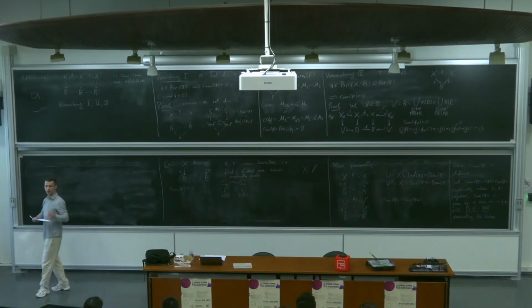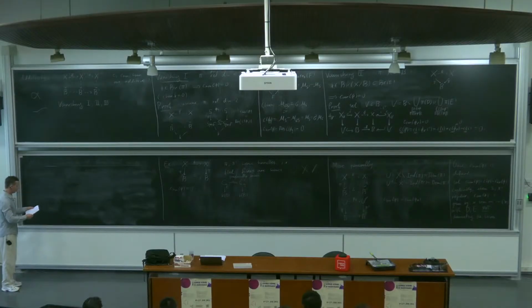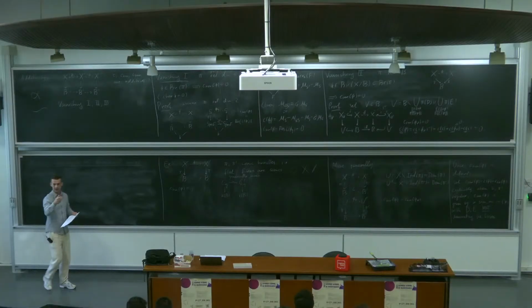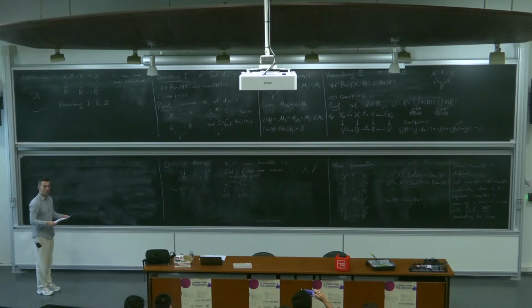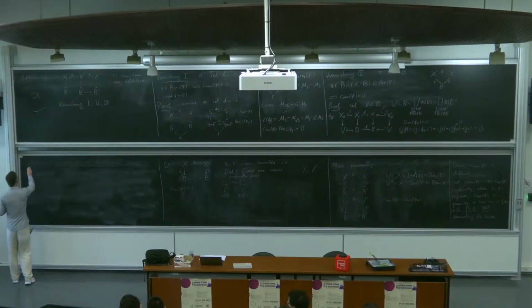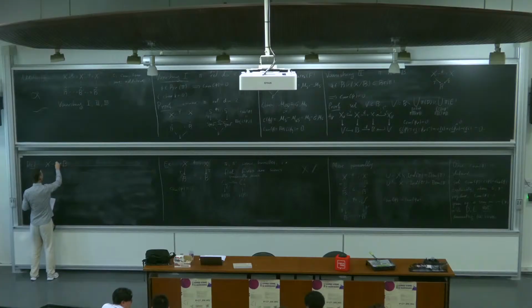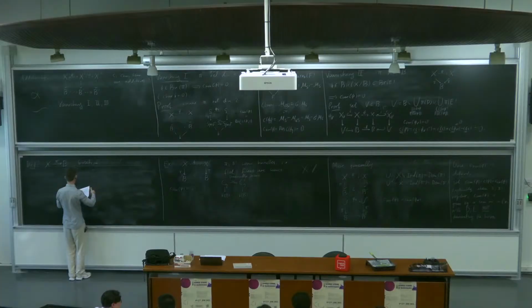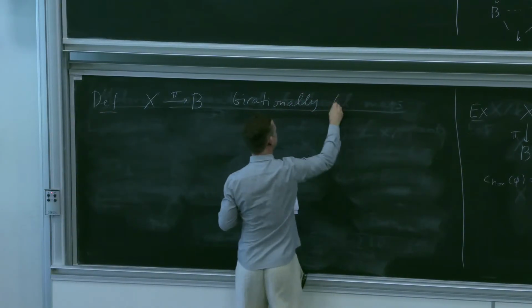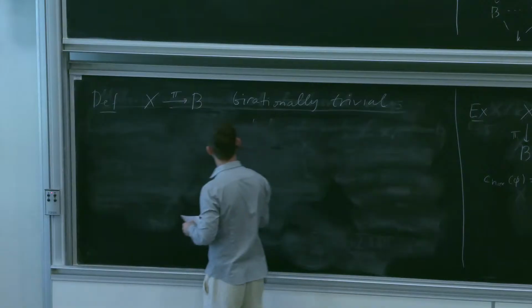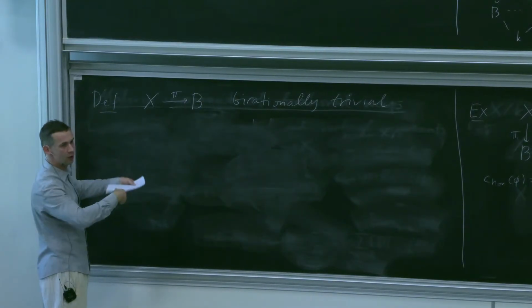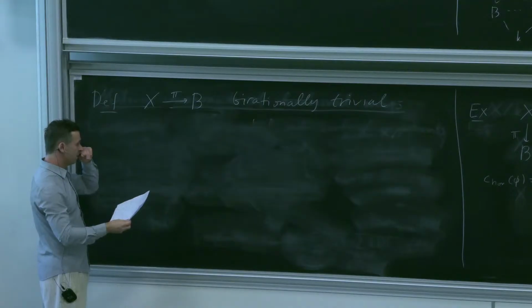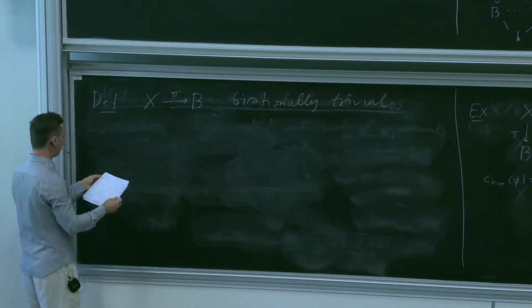Okay, there will be a third vanishing now, and for that I have to set up a new definition. So the third vanishing is slightly more subtle. It applies to special types of fibrations. So I say this is birationally trivial. It's a homemade definition for the purposes which will be here later.